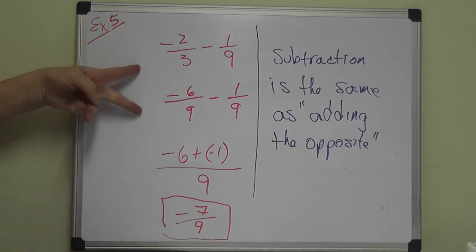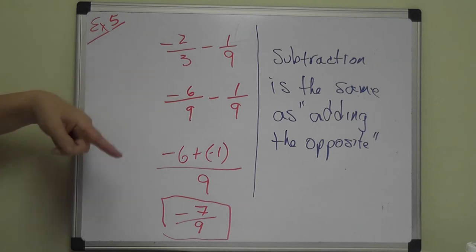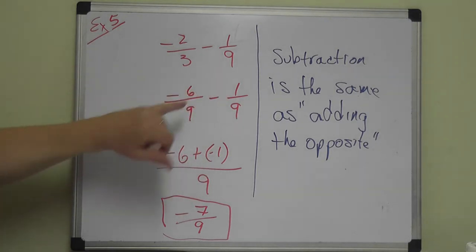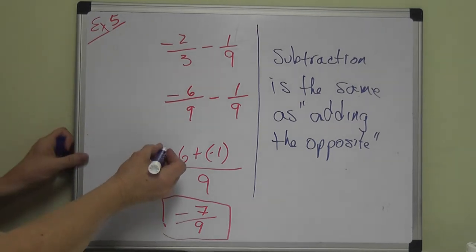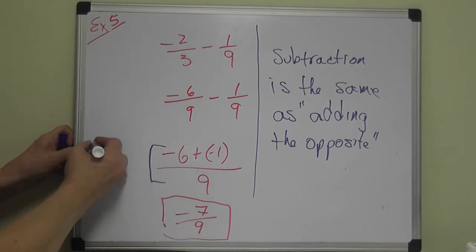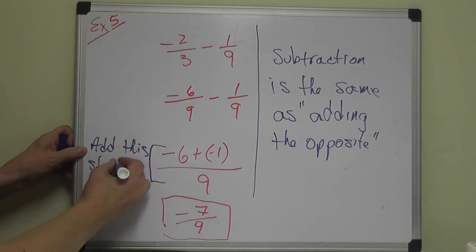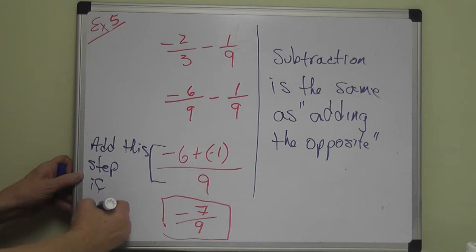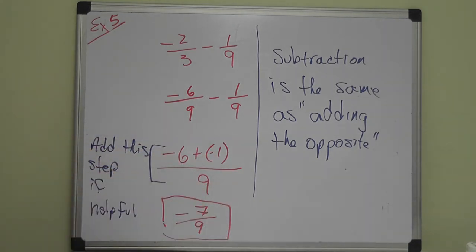Remember I said, as you deal with subtracting positive and negative numbers, you're going to easily go to say negative 6 minus 1 is a negative 7/9. Only add this step if it's necessary or helpful. If you don't need it, you do not have to change subtraction problems so that you're showing them as the addition of the opposite. All right.